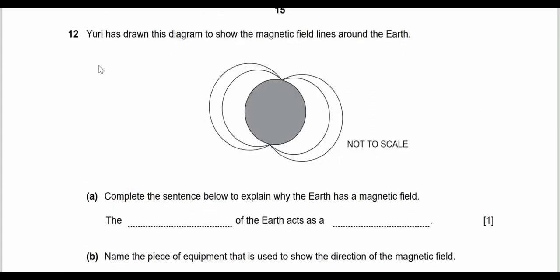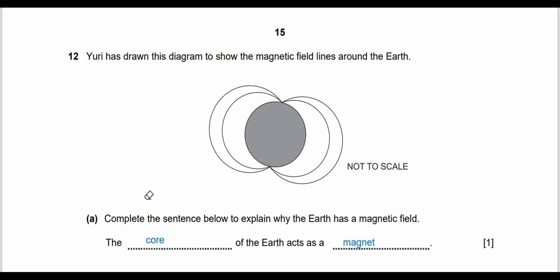Next. Here you go, we are in question 12. Yuri has drawn this diagram to show the magnetic field lines around the Earth. Question A. Complete the sentence below to explain why the Earth has a magnetic field. The blank of the Earth acts as blank. 10 seconds from now. Right, let's open up the answer. So the core of the Earth, here inside there's an iron core, acts as a magnet because iron has magnetic properties.